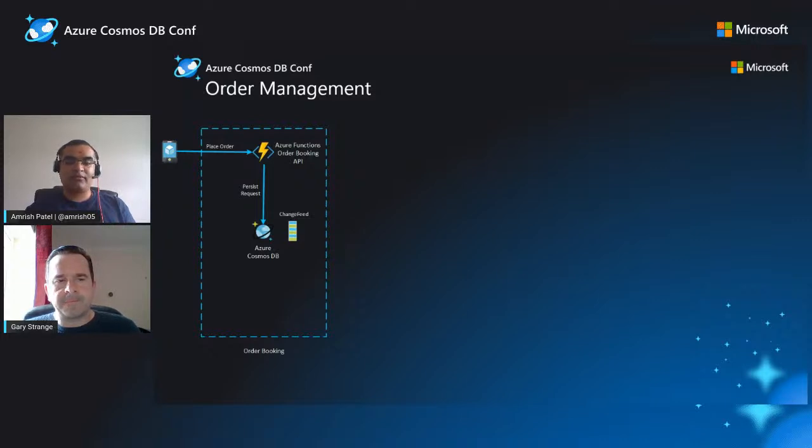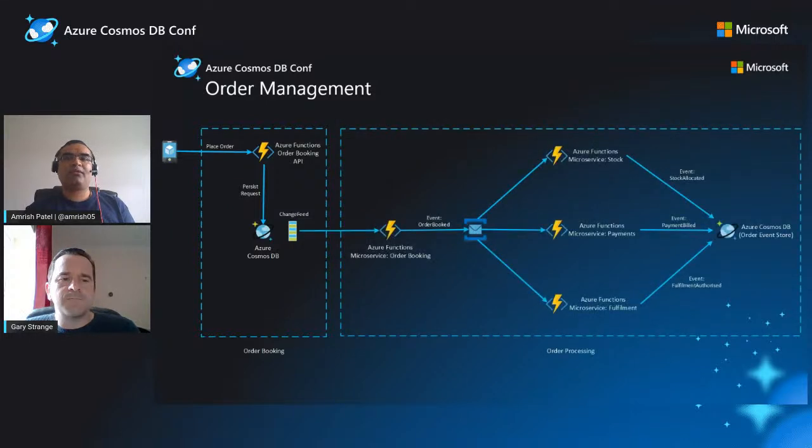Cosmos DB provides all of this capability to us with that industry-leading geo-redundancy and multi-master write features. Next, once we've got all of that data, we can persist all of those requests into an Azure Cosmos DB. And then once that is there, we've got the change feed capability, which can then hand off to our order processing capability. So let's have a look at order processing.